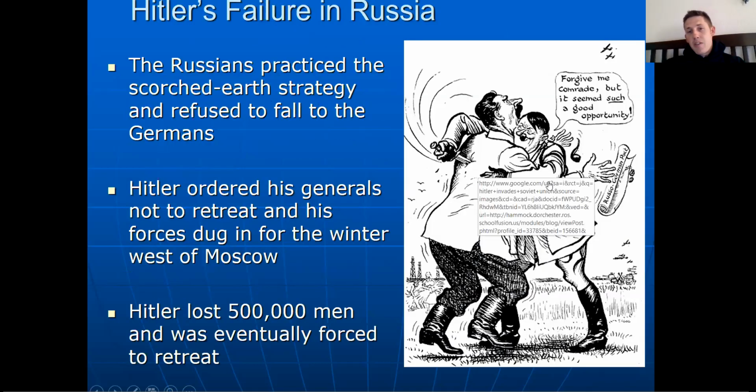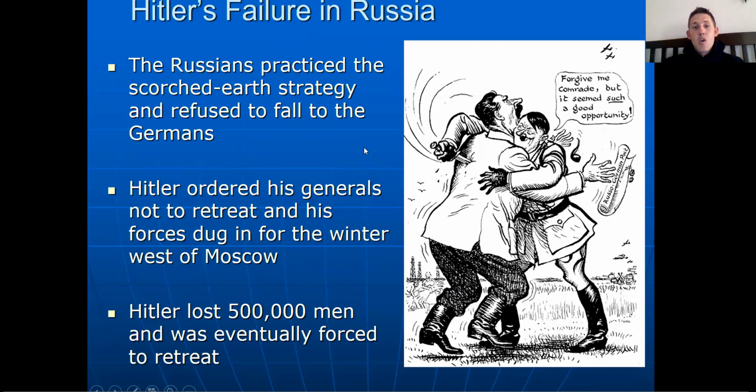Now, here is another creepy cartoon to go with the last creepy cartoon, right? So the last one, these two guys were getting married. Now he's stabbing him in the back. So here's Stalin, here's Hitler, he's stabbing him in the back. The Russians, once they get attacked by Germany, they go scorched earth.